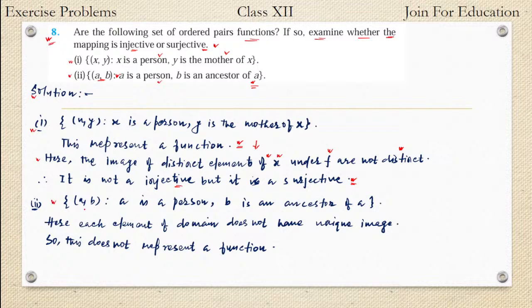Let's see the second part of this question. Ordered pair A, B is an element of a particular set or mapping such that A is a person, B is an ancestor of A. Here each element of the domain does not have a unique image. So this one does not represent a function. So there is no problem to understand the explanation of the solution of this question.